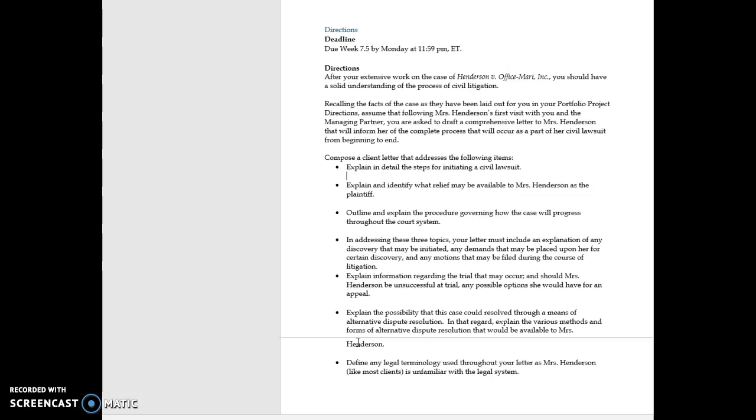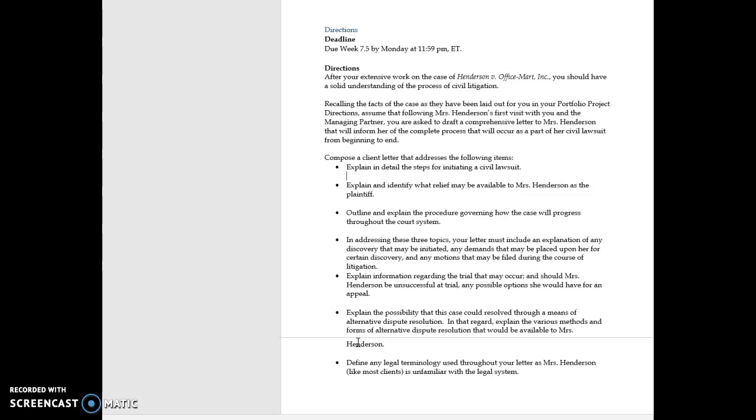Next, you're going to explain the information regarding the trial that might occur and what would happen if she was not successful. In this section, I envision you talking about possible motions that the other side would file and different issues that can happen. For example, from the fact pattern, the defendant files a motion for summary judgment. You would probably explain to her that that could be an issue, and what you would do to argue against that motion for summary judgment.